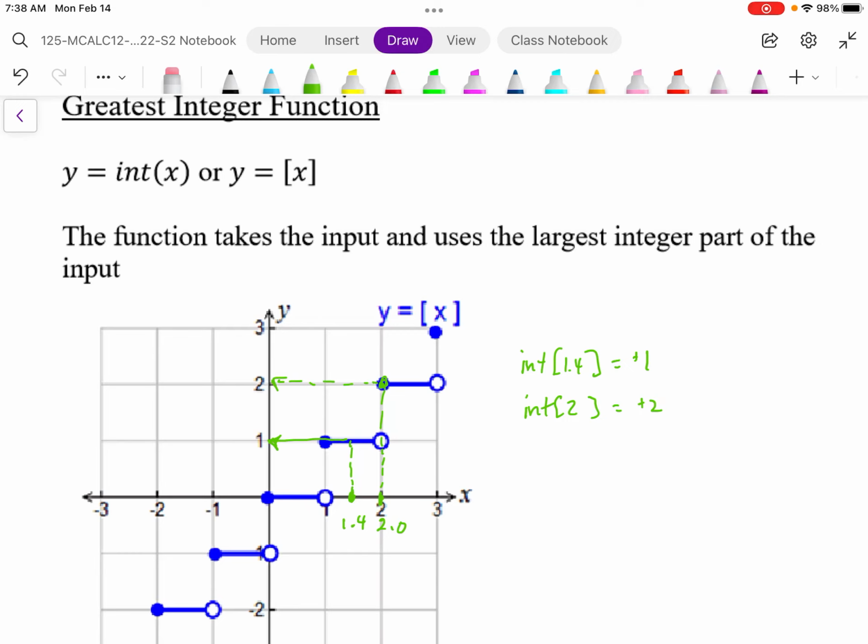However, you have to be careful because on the negative side, it's a little bit different. If I have negative 0.5, the greatest integer part of negative 0.5 is going to be negative 1. So if I just scratch off the decimal part of it, I would get the wrong result. So you have to be careful on the negative parts.